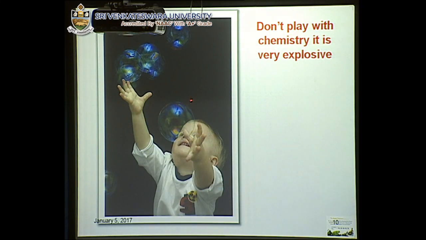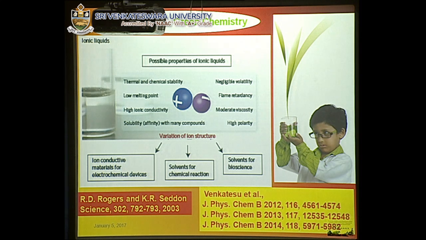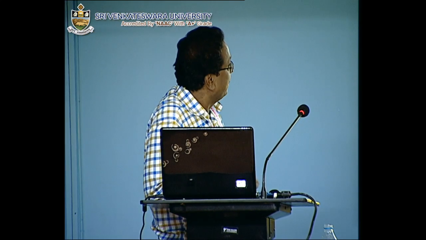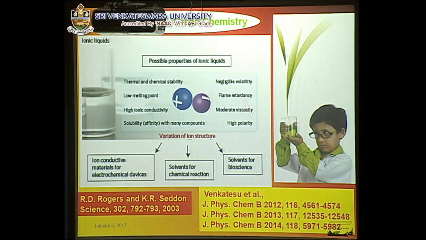Then we can't play with the chemistry. At the same time, chemistry is our life, our future. So, without chemistry, we can't do anything. So, what is the solution? For that, nature has given us ionic solvents. These ionic liquids are part of green chemistry. These ionic liquids are offering unique and novel properties. I am not going to go into detail about these ionic liquids due to lack of time.